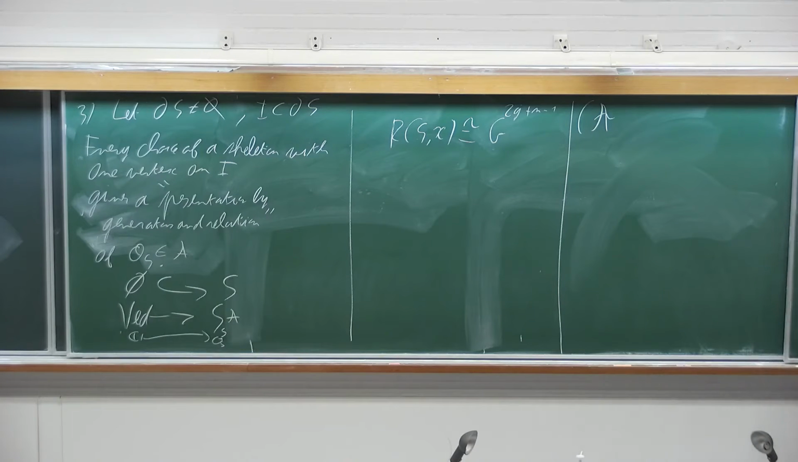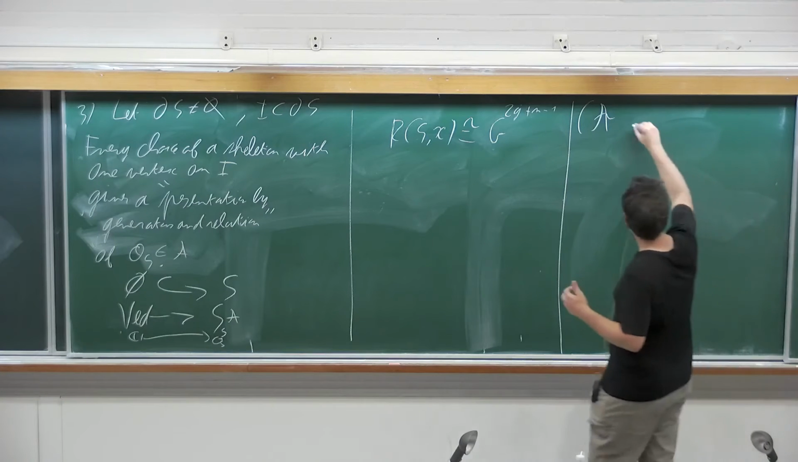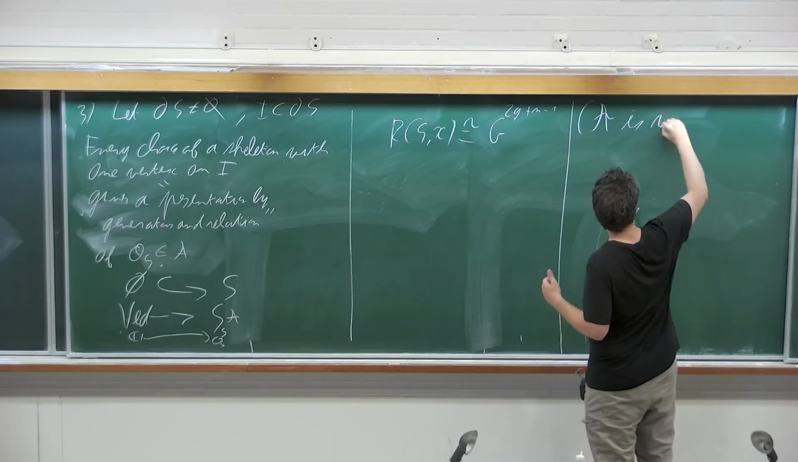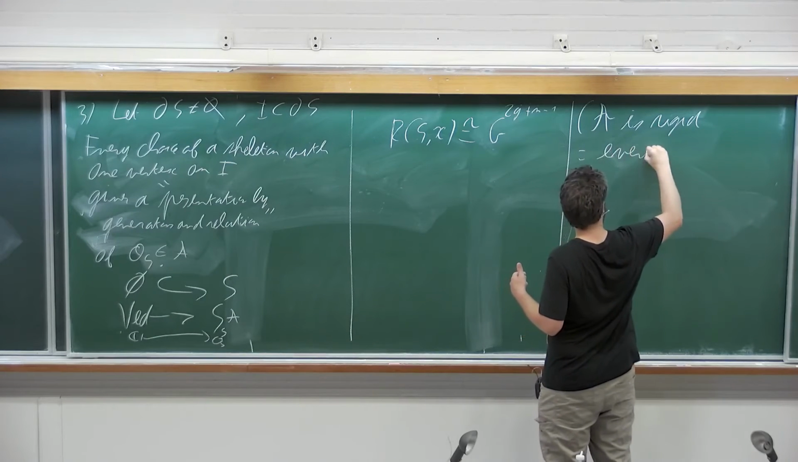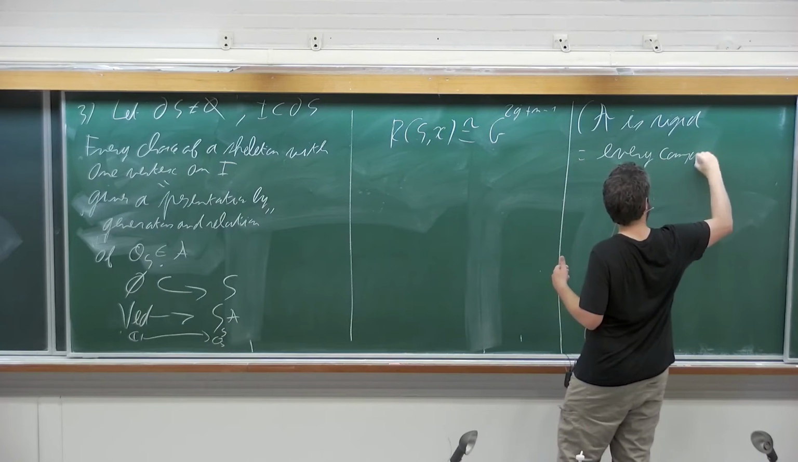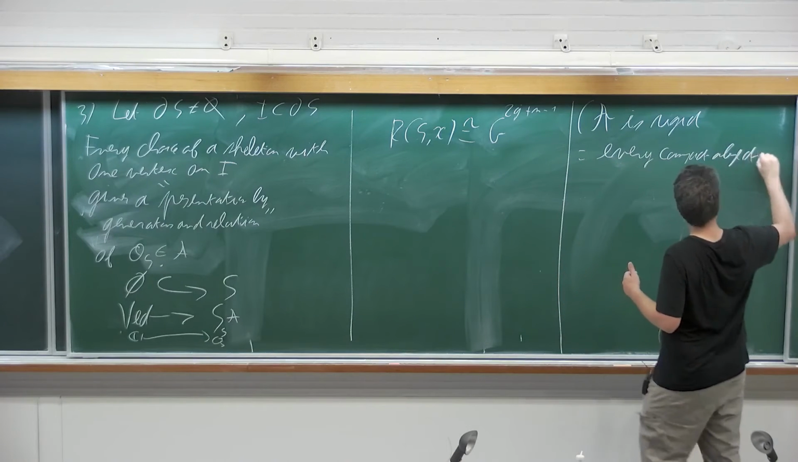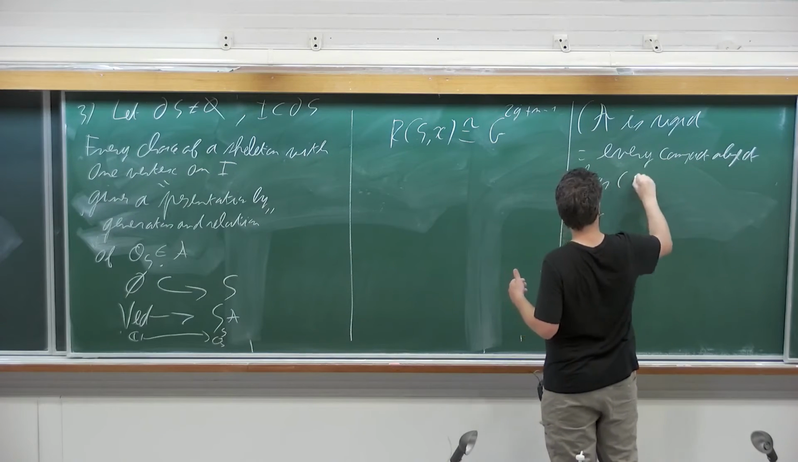But then, I must assume that A is rigid. So usually it means that every object has a left and right dual. The thing is that if you think about the example of vector spaces, in that case, vector spaces is really the category of all vector spaces. And obviously, they are not all dualizable. So in that large category world, there is a natural analog, which is to say that every compact object has a left and a right dual.